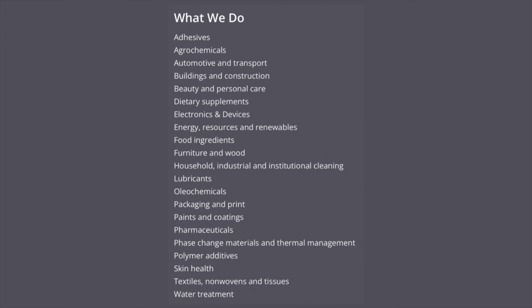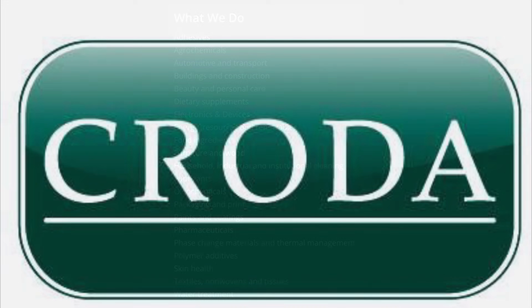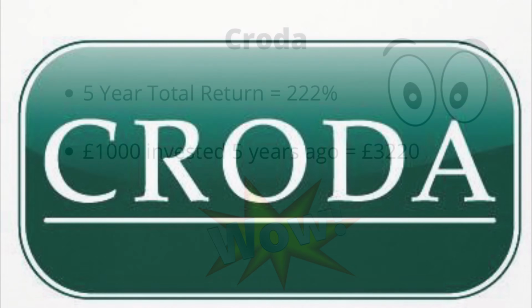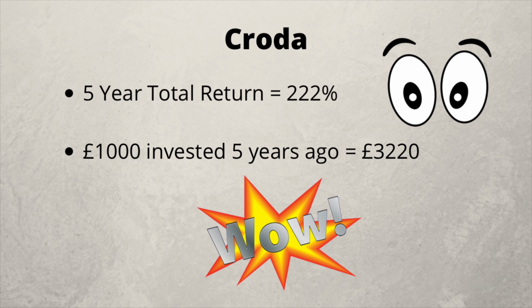Just look at what this company produces: agrochemicals, electronics and pharmaceuticals, to name but a few. The name is Croda International, and they are the 41st largest company in the UK. The 5-year total return is 222%. If you had invested £1,000 5 years ago, it would now be worth £3,220.